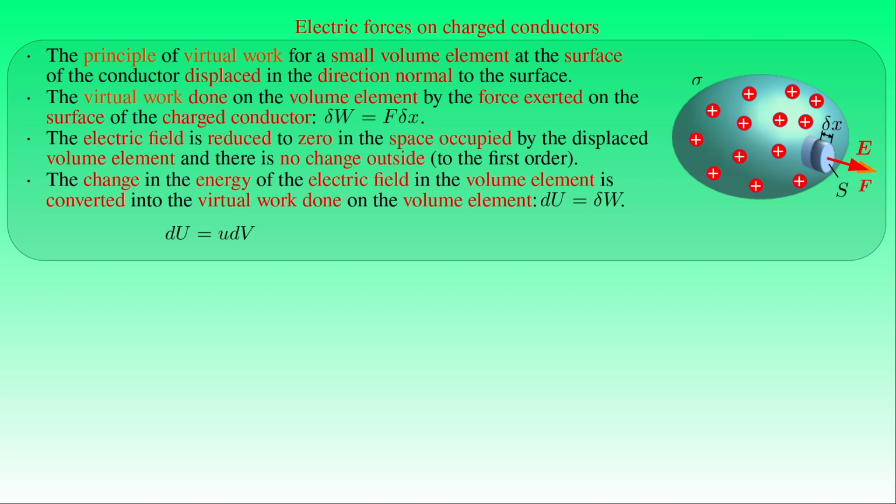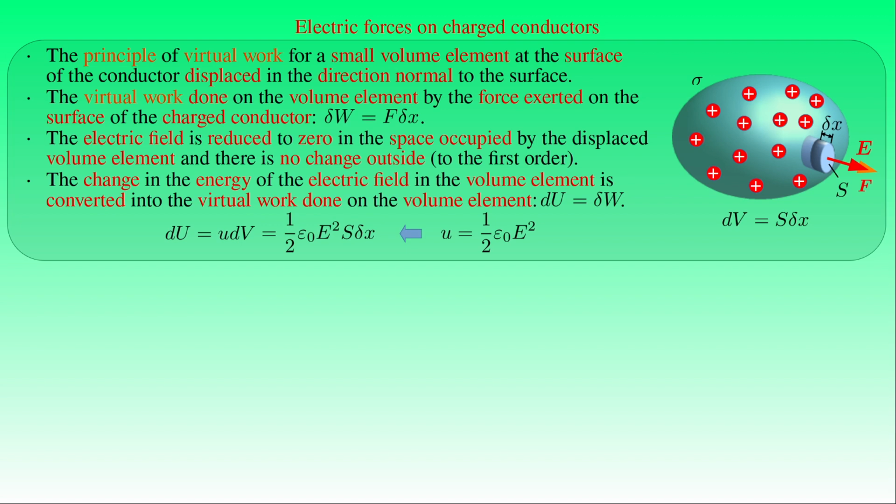We have already shown that the energy density of the electric field E is given by 1/2 times epsilon naught times E squared, and the volume element dV is simply equal to the surface area S times the displacement delta x. By inserting these expressions into the right-hand side, we obtain 1/2 times epsilon naught times E squared times S times delta x.